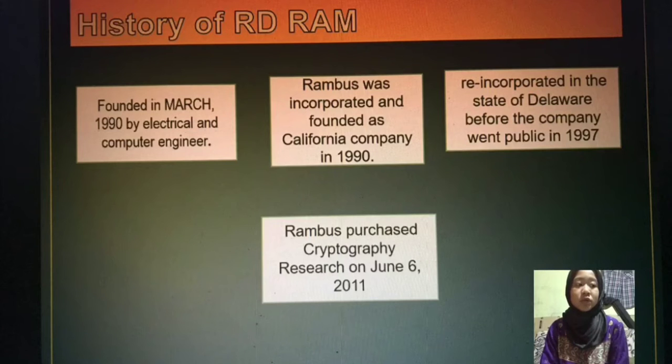RDRAM was introduced in 1999 by Rambus. RDRAM technology was considerably faster than older memory models like synchronous DRAM. In addition, Rambus was founded as a California company in 1990, then reincorporated in the state of Delaware before the company went public in 1997.